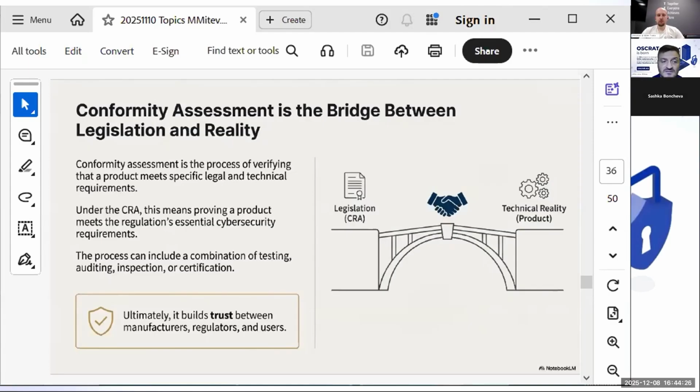Conformity assessment may include testing, auditing, inspections, or certification. These activities help regulators and users trust that the product they are building or using is safe. In this way, conformity assessment plays a central role in connecting cybersecurity policy and real digital products in the market.